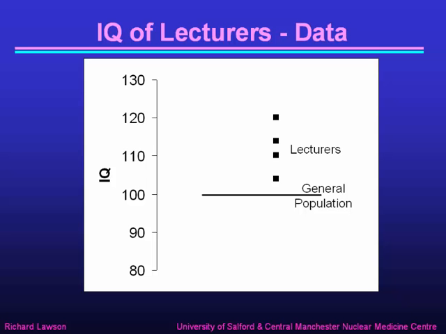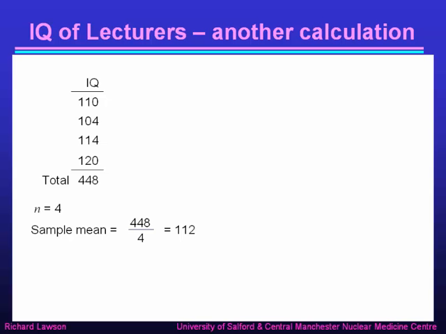Here is our data, the lecturers' IQ shown by the 4 dots, and this time I've just put a line at 100 for the IQ of the general population without any error bar, because we're not assuming any standard deviation for the known population. So once again, do we think that lecturers have above average IQ? Well, as we said before, it looks like they all lie above the mean.